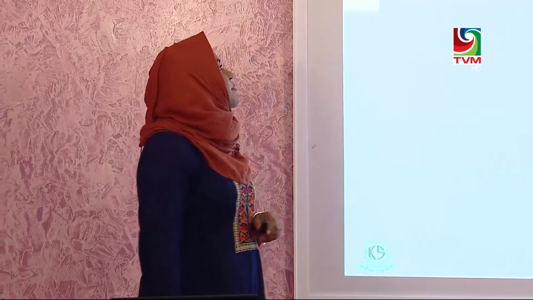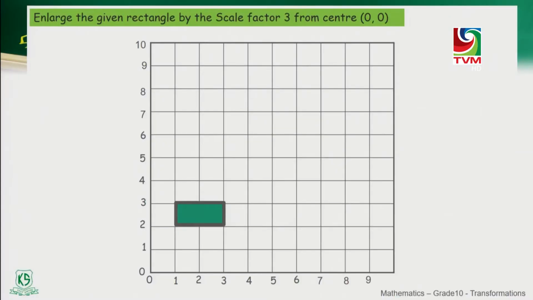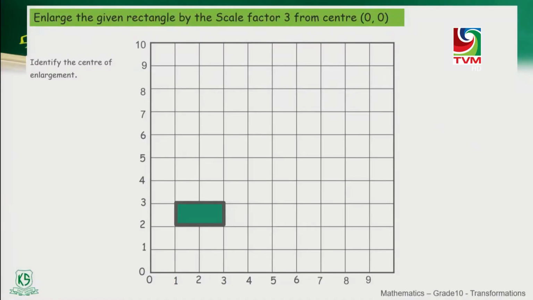Now in the next example it says enlarge the given rectangle by the scale factor 3 from center 0, 0. Here in this example you are given both the scale factor and the center of enlargement. So your enlargement has to be in the correct position and in the correct size. How to draw enlargements when you are given both the scale factor and center of enlargement is, as the first step, we are going to identify the center of enlargement. Here the center is 0, 0.